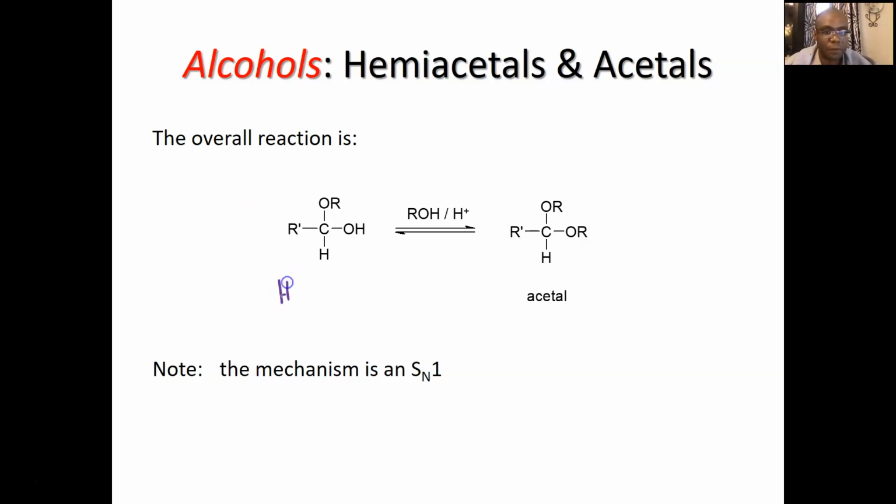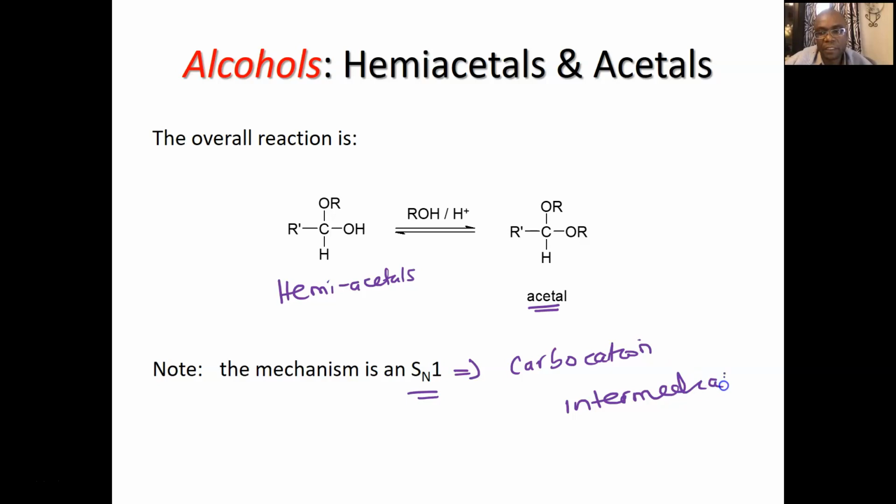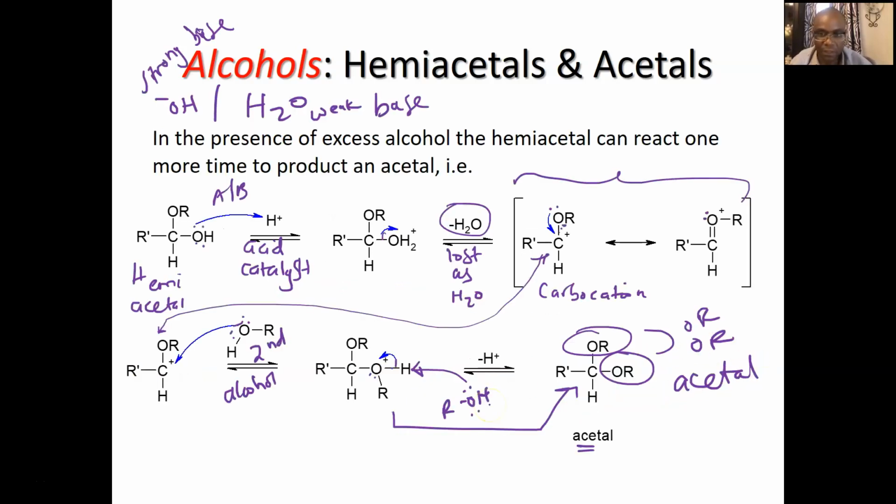So overall, hemiacetals can go through one more step to be converted to an acetal. The mechanism is SN1 because we've gone through carbocation intermediates. Okay, you notice that we went through carbocation intermediates. So it's SN1 here. It's SN1 here. We are attacking a carbocation. These are carbocations.